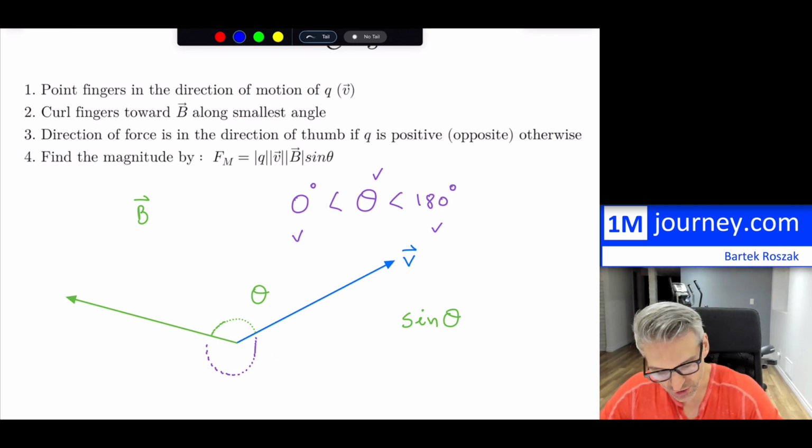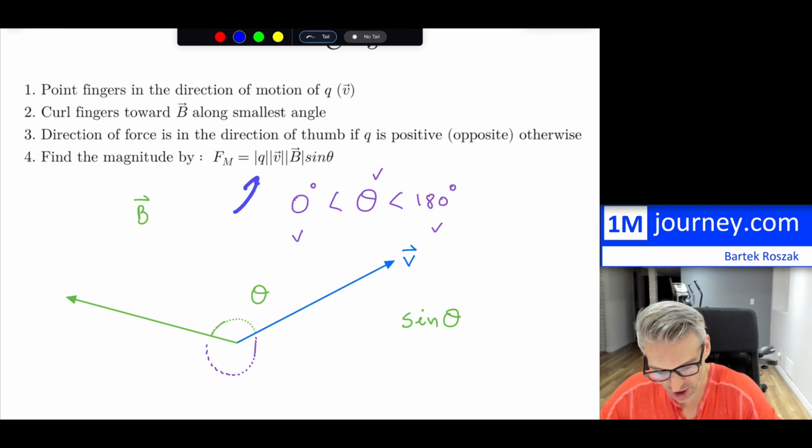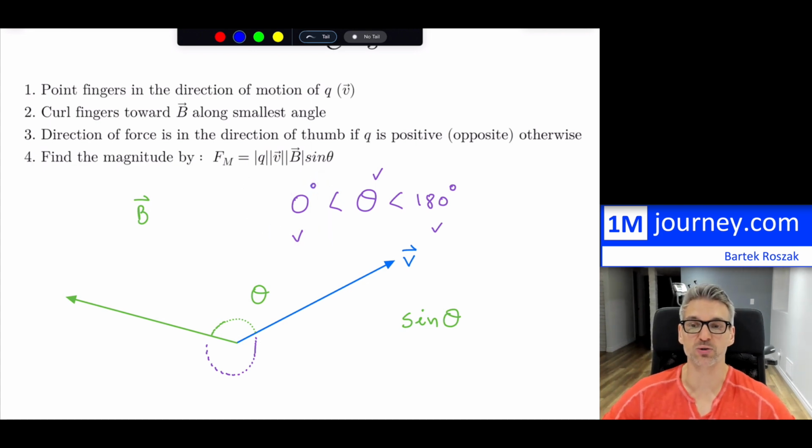And finally, to calculate the magnitude, it's rather simple. Take the charge, take the speed, take the strength, and then calculate the sine of the angle in between them.